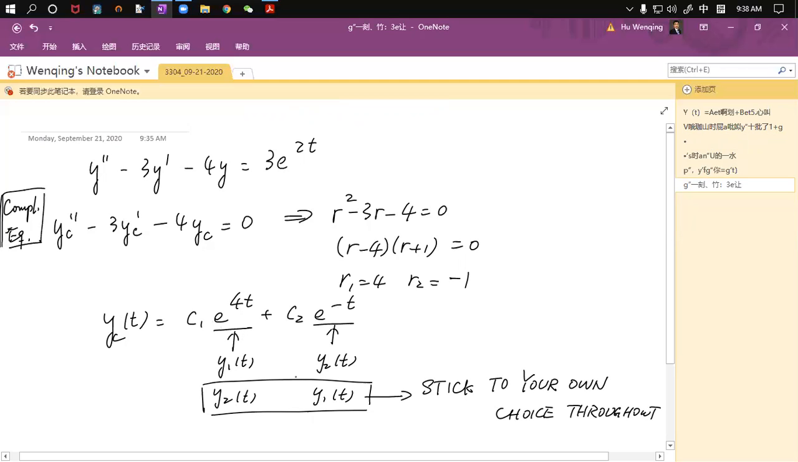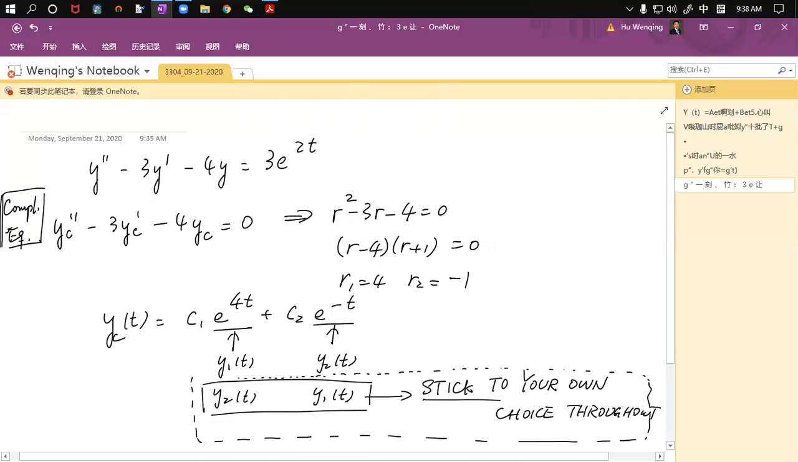Somebody is going to say, I'm going to say this is y1, this is my y2. Well, that's okay. But if you do that, you have to always stick to your choice till the end of the solution. Is that good for everybody? That's just a side remark: do not tacitly switch your choice. You have to always remember where you start. Never try to change it.